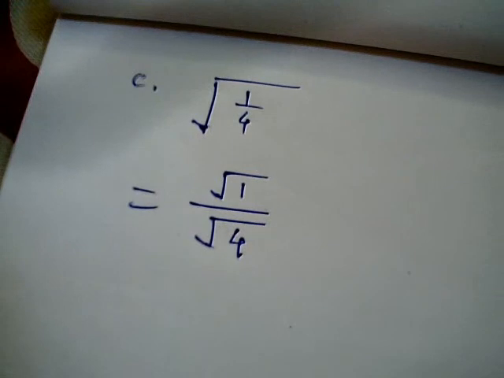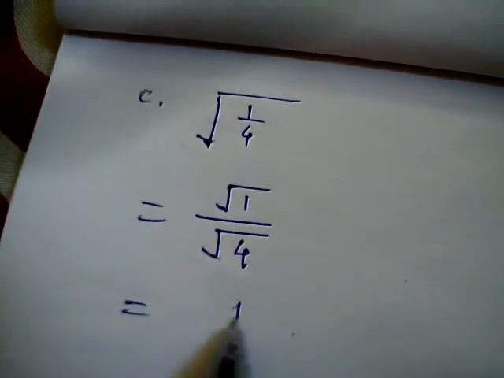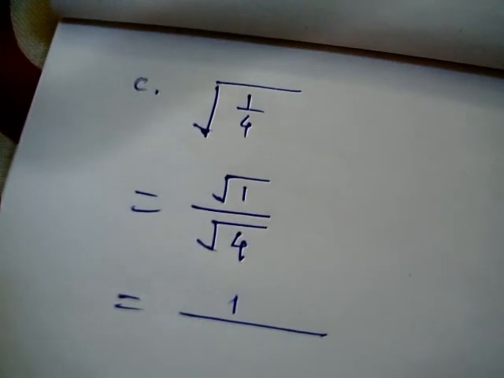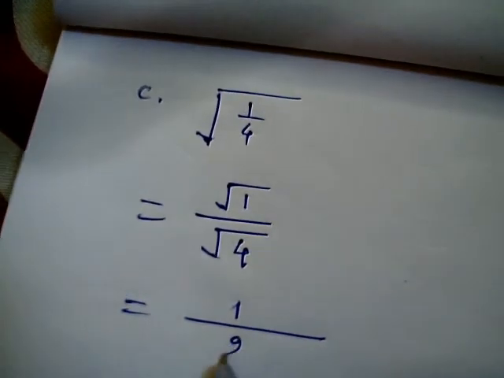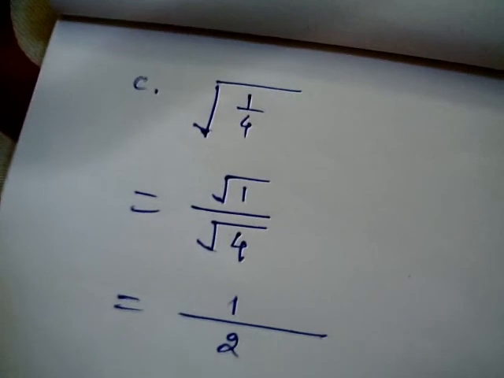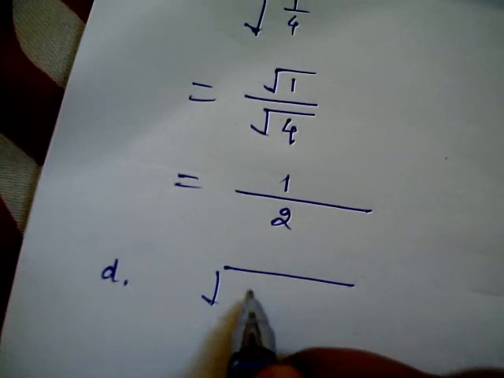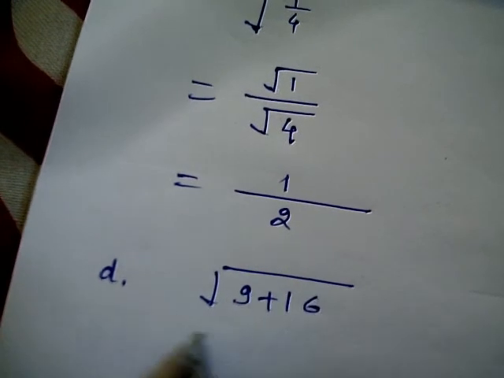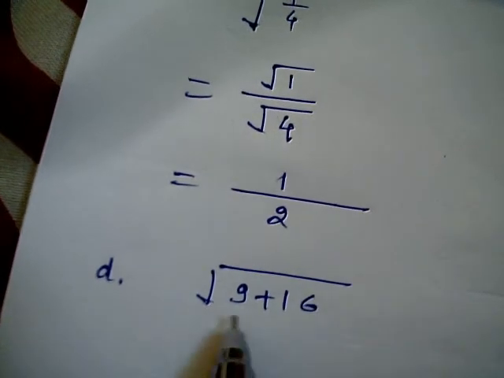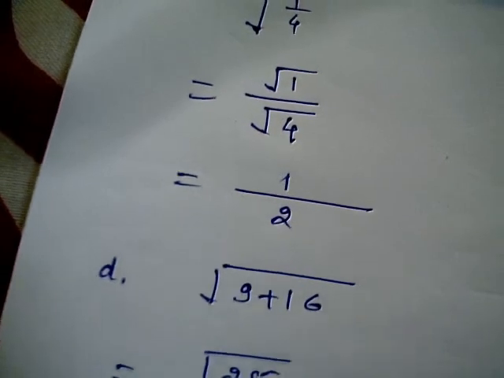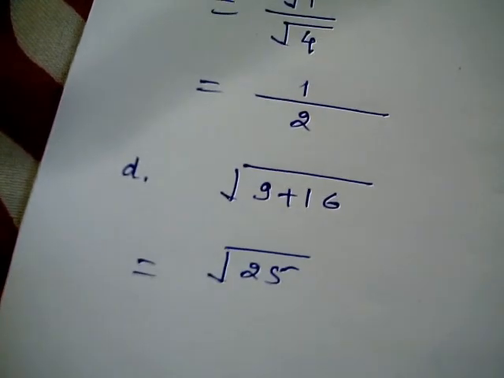Okay, now the next question, the D part, is given as the square root of 9 plus 16. Inside the square root this is given, so first I need to add. When you add 16 plus 9, that is going to be 25, and when you factor 25, the factors are 5 times 5, so it's repeating the 5, so 5 is going to be the answer.